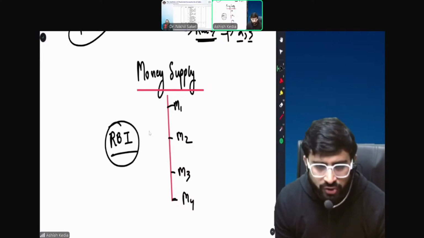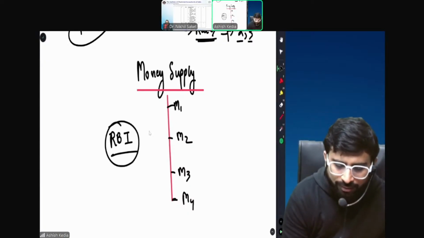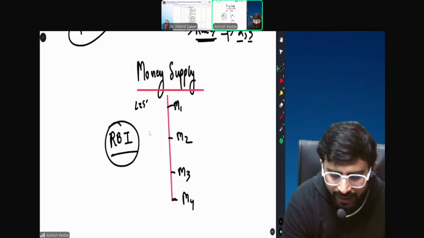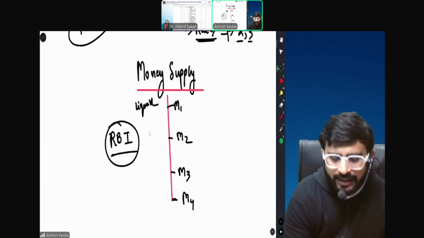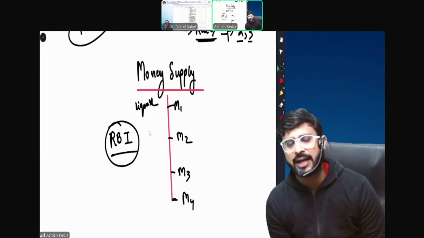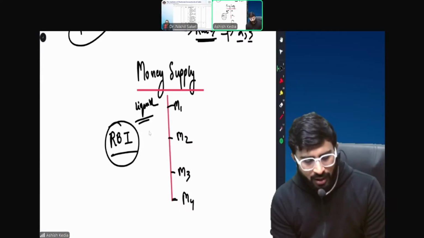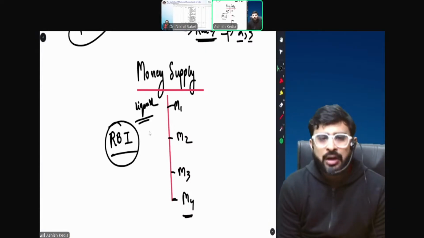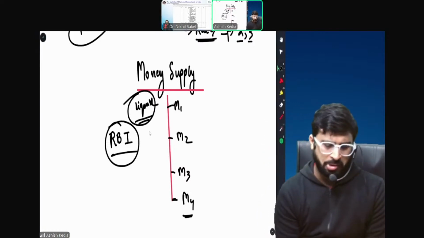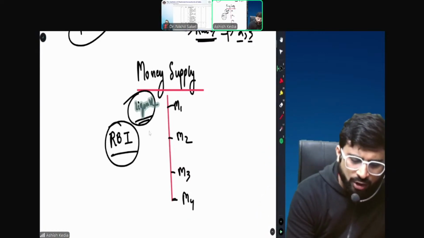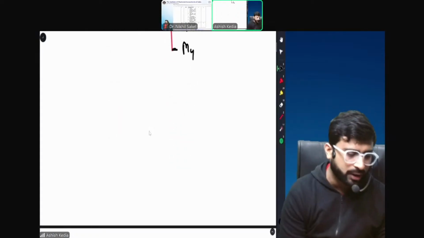As far as the logic is concerned, what RBI is trying to do is that whatever is more liquid, easily convertible to cash and easily available in cash, RBI has tried to keep in the earlier versions, M1 types. And when it becomes least liquid, RBI has included the liquid assets but also the least liquid assets in M4. But we did not go into the logic. Let's find out what M1, M2, M3, and M4 finally include.